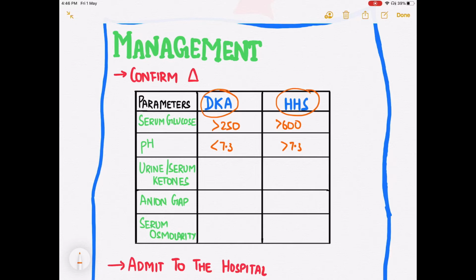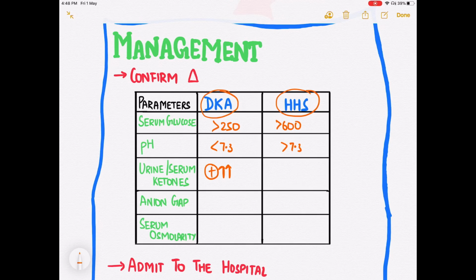As the process of ketosis occurs in diabetic ketoacidosis, the ketone bodies are present in serum or urine, whereas in the case of HHS, ketosis doesn't happen. Therefore, the ketone bodies are absent in the case of HHS. The anion gap is in excess of 12 in DKA, whereas in case of HHS, it is less than 12. Serum osmolarity is variable in diabetic ketoacidosis, whereas in HHS, it is in excess of 320 osmoles per liter.